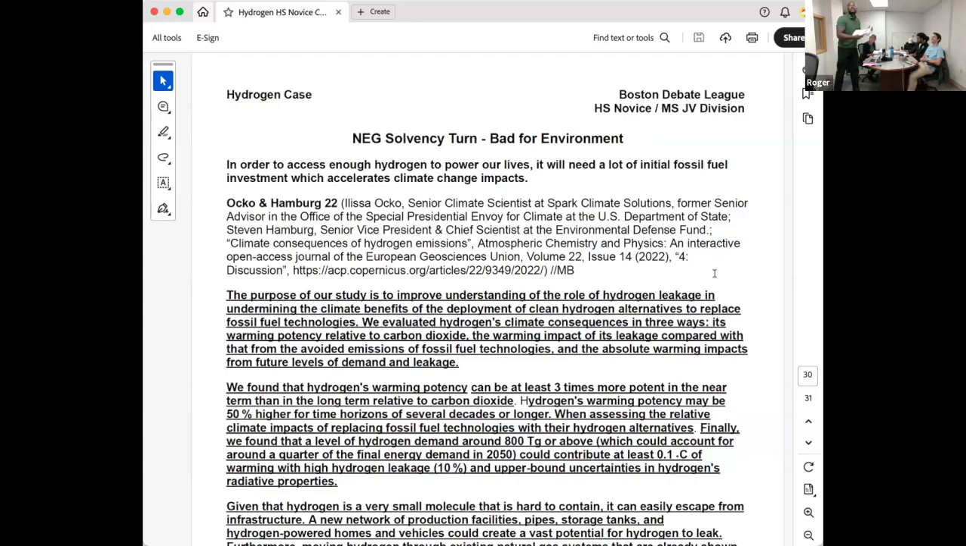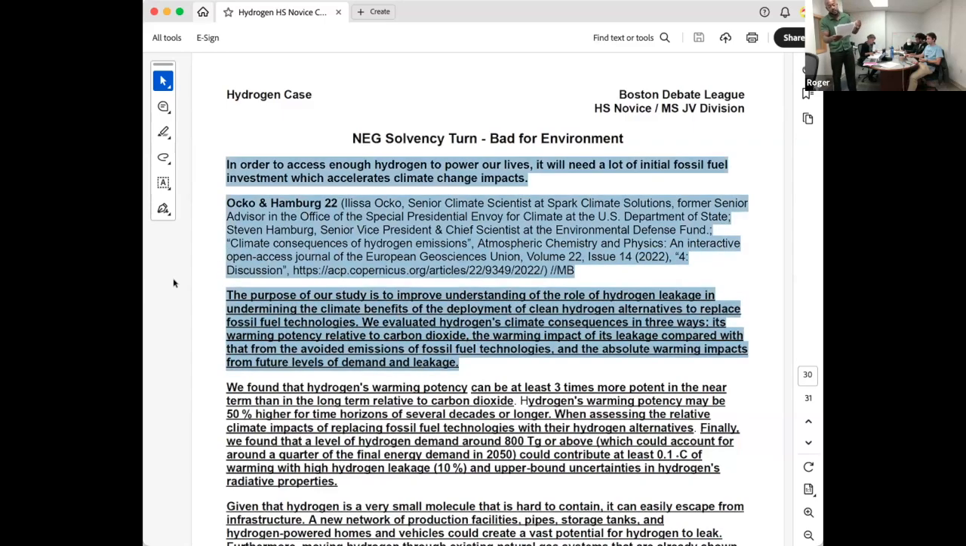And when I asked Josh during cross-ex, where is hydrogen found? To quote, everywhere. We can do it in places that are not already warming up. So that's the thing I'm gonna first highlight. So that's with my evidence on Oko and Hemberg 22, which I just read. The purpose of our study is to improve the understanding of the role of hydrogen leakage in undermining the climate benefits of the deployment of clean hydrogen alternatives to replace fossil fuel technologies. We evaluate hydrogen climate consequences in 3 ways: its warming potency relative to carbon dioxide, the warming impact of its leakage compared with that from the avoided emissions of fossil fuel technologies, and the absolute warming impacts for future levels of demand and leakage. I'm going to cut the card there.